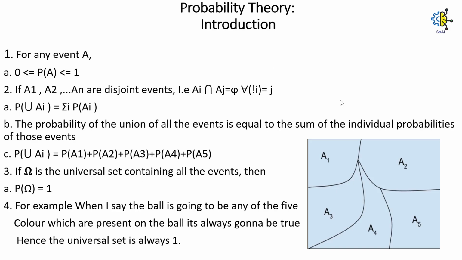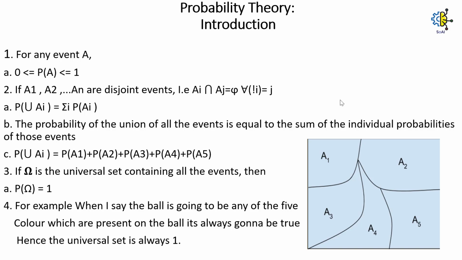Let's start. First of all, it's the intro section in which we are going to go through the intro first. Here, for any event A, the probability of A lies from 0 to 1, that is, it is greater than or equal to 0 and smaller than or equal to 1.